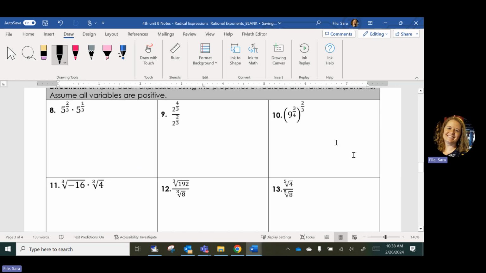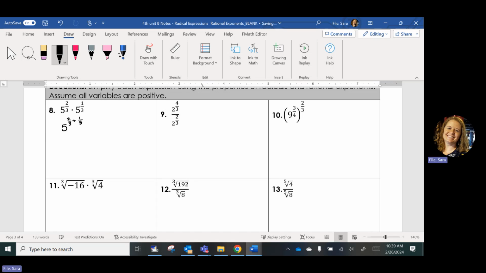In number 8, we've got 2 like bases being multiplied. This is the product property that I'm going to use because it's 5 times 5, and they each have an exponent. So this is going to be 5 times 5. I simplify it and I end up adding the exponents. So 2/3 plus 1/3.